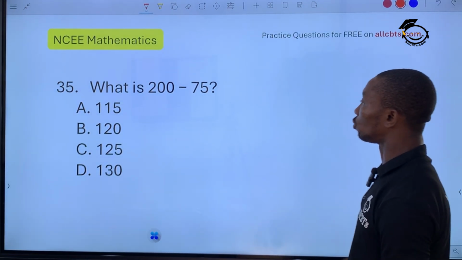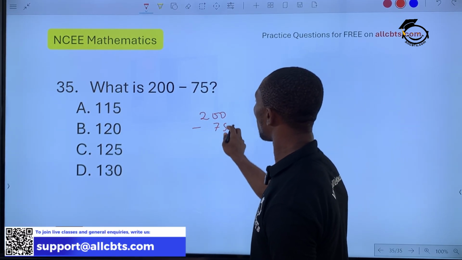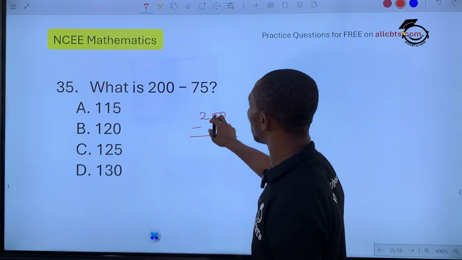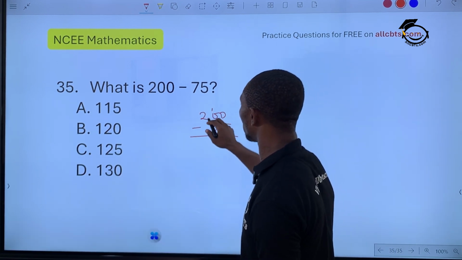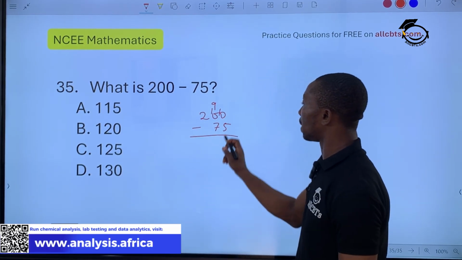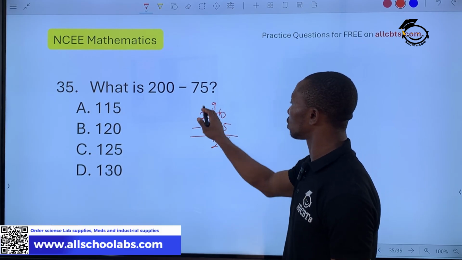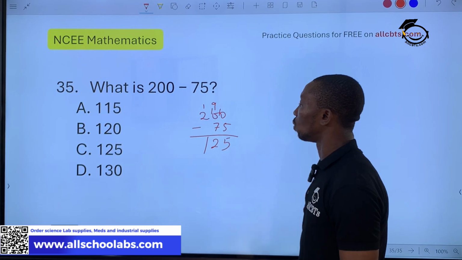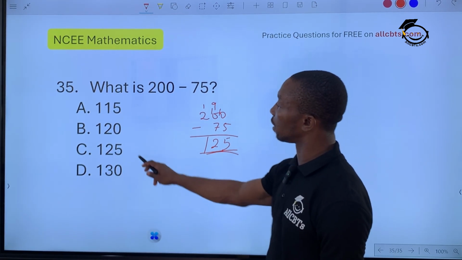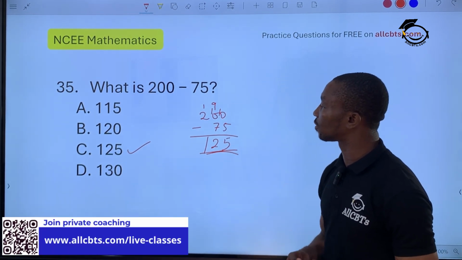What is 200 minus 75? So subtract 75 from 200. Since this is not possible, we borrow 1 from the 10, making this 9 and this 10. 10 minus 5 is 5. 9 minus 7 is 2. This is remaining 1, and this is 1. So that gives us 125. So 200 minus 75 gives us 125.